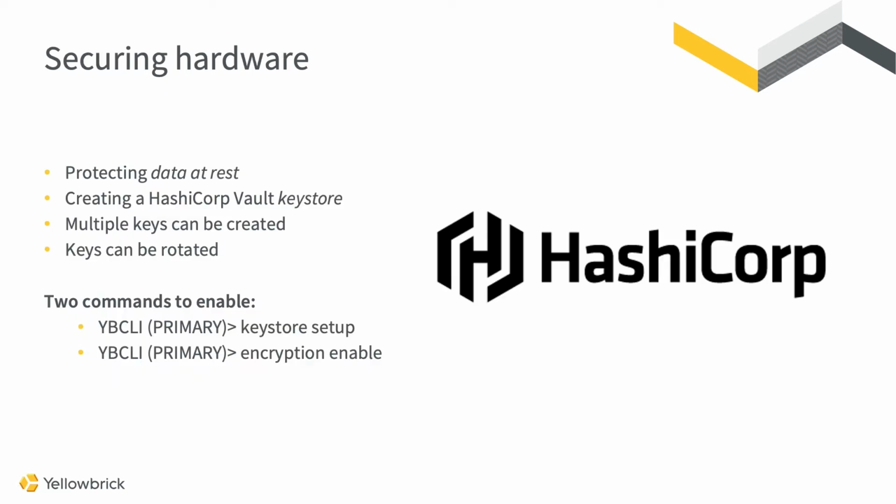HashiCorp Vault is how we protect data at rest. We create a secure key store, and customers can have multiple keys protecting a database, so no single person can possibly unlock it. Keys can be rotated. As with all things in Yellowbrick, it's simple to use and integrate. In fact, it's two simple commands: key store setup, encryption enabled, and you have secured the physical medium.